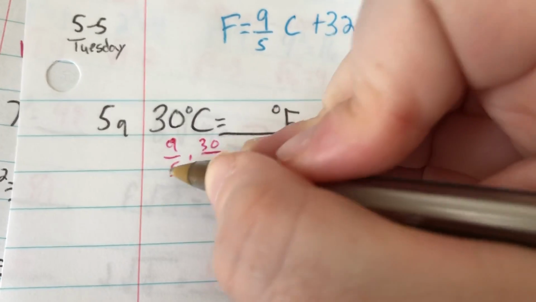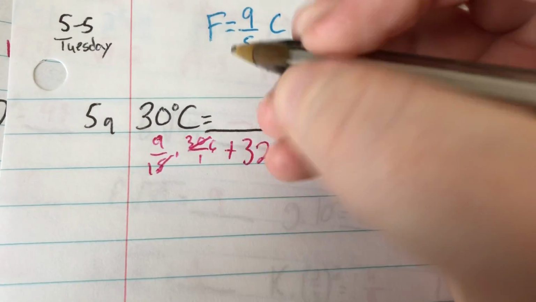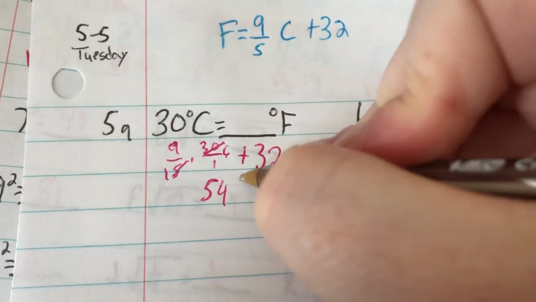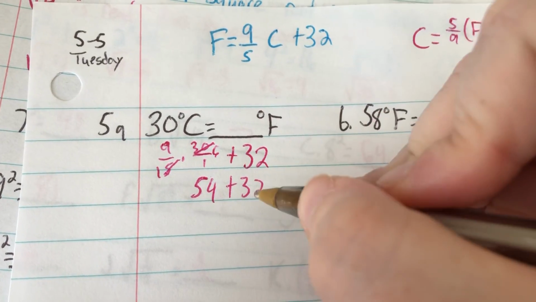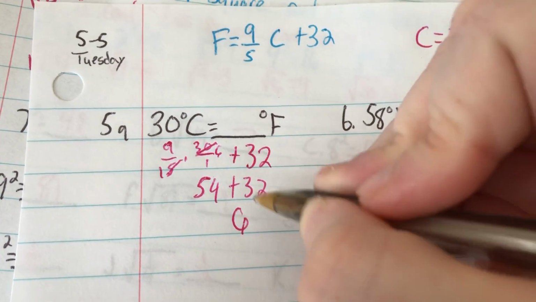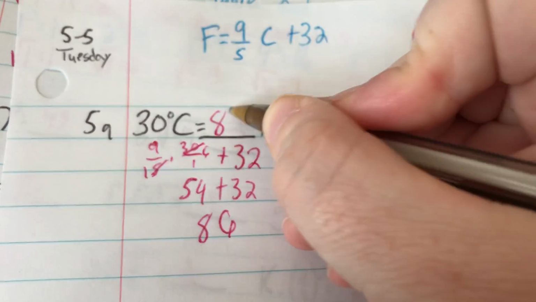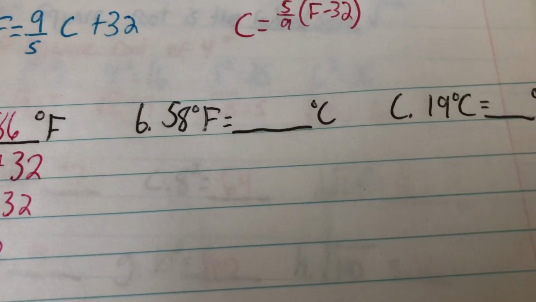I can simplify that. 5 goes into both. It goes into that once. Goes into that 6 times. 9 times 6 will be 54 plus 32. 2 plus 4 is 6. 3 plus 5 is 8. So it'll be 86 degrees Fahrenheit.